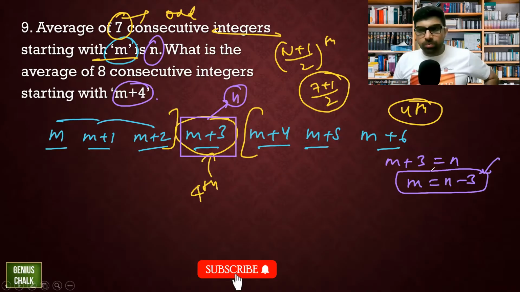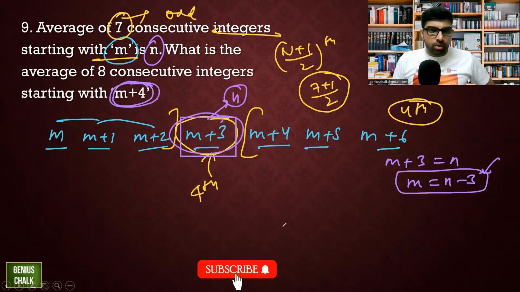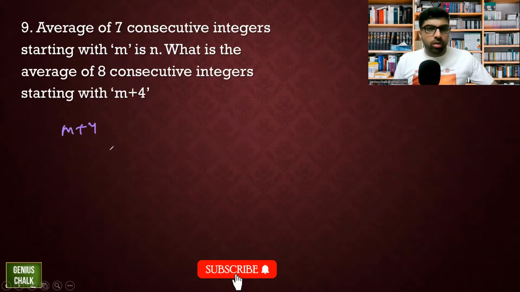Okay, so let's write. Now you have to start this new series starting with M plus 4. So M plus 4 and 8 consecutive integers.